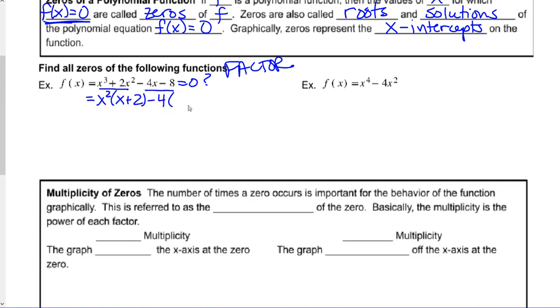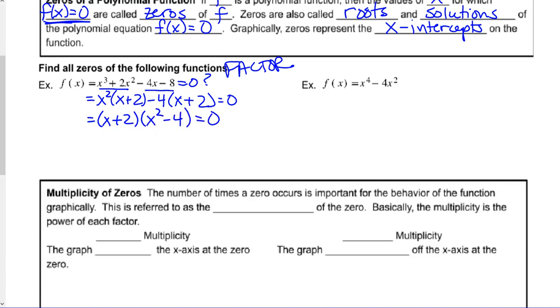So I'm going to go ahead and take out that negative 4, which is going to change each one of these to a positive. Negative 4 times x gives me a negative 4x, and a negative 4 times a positive 2 gives me that negative 8. Now, we're not finished, because with this term and this term, we have a common expression. So I'm going to take out that x plus 2, and I'm left with an x squared minus 4.